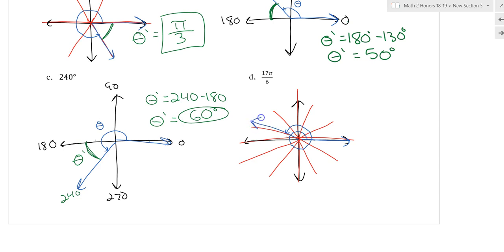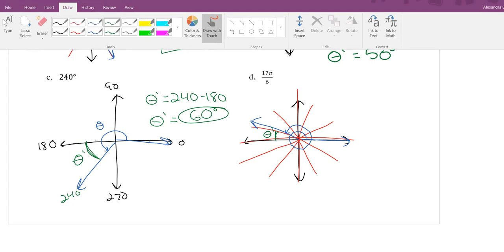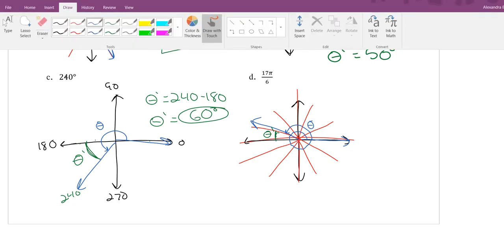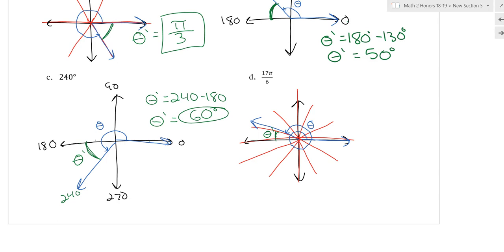So this one went more than once around. But it doesn't matter. My reference angle is still just this piece here. For radians, I like to just look at the fractions. This is a 6 of that. Right, I cut it into 6 pieces. I'm only going one of them.